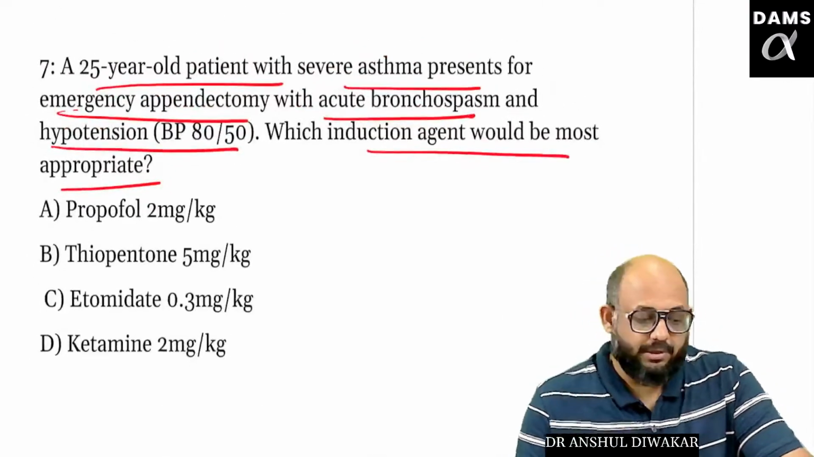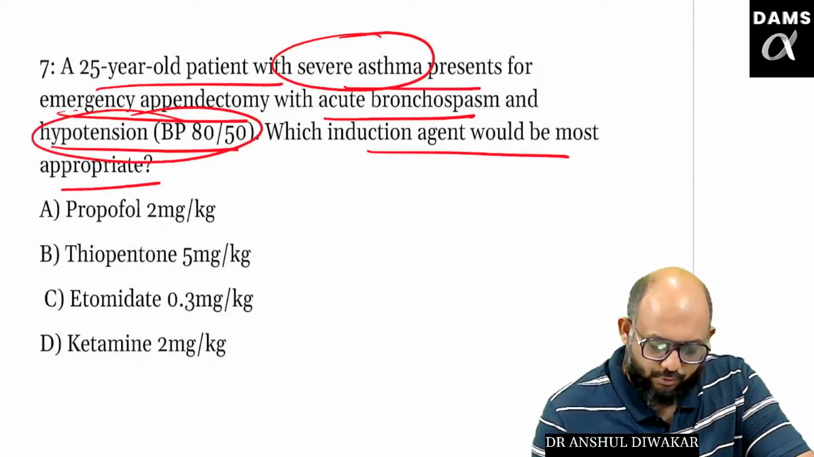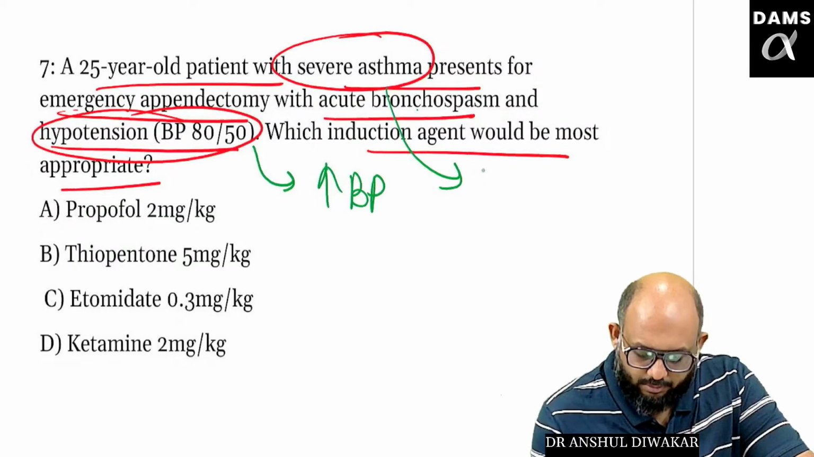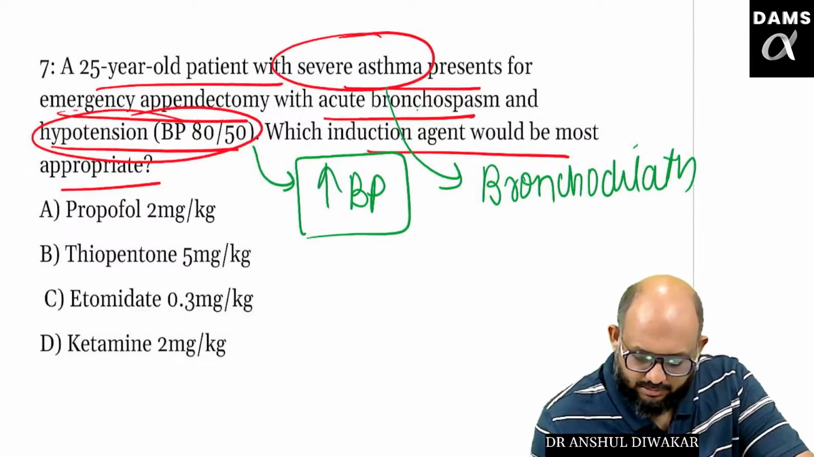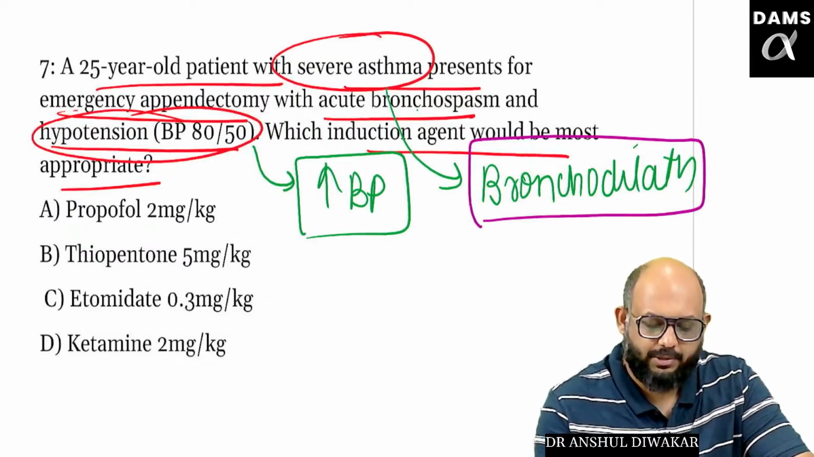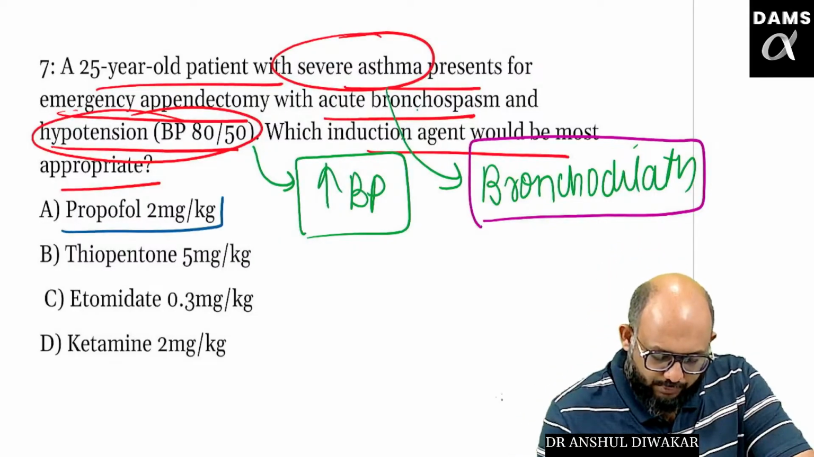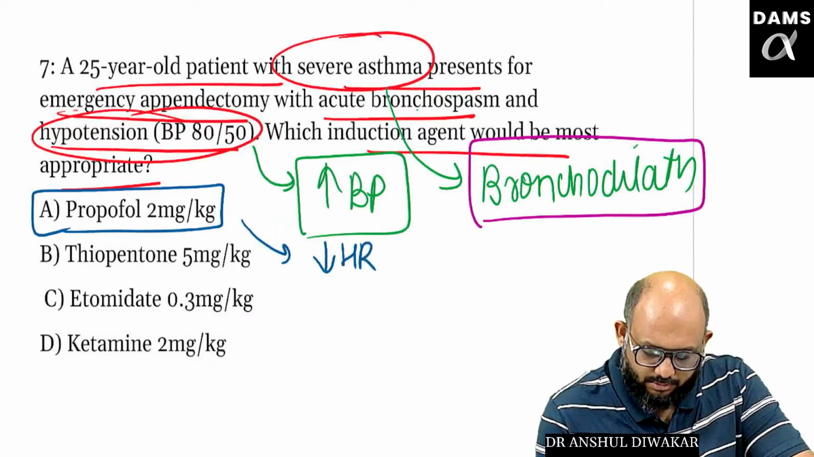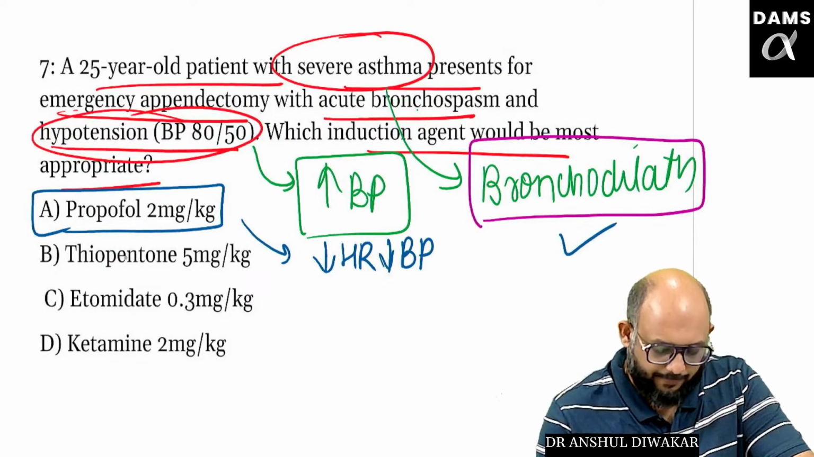So now you have two conditions here. One is asthma, another is hypotension. So you want to increase the blood pressure and you want to take care of asthma, that is bronchodilation. Now let's see in IV induction agents what property is seen in hemodynamics. Can you tell me propofol will show what hemodynamic change? It will cause hypotension, bradycardia, and yes, it will cause bronchodilation.